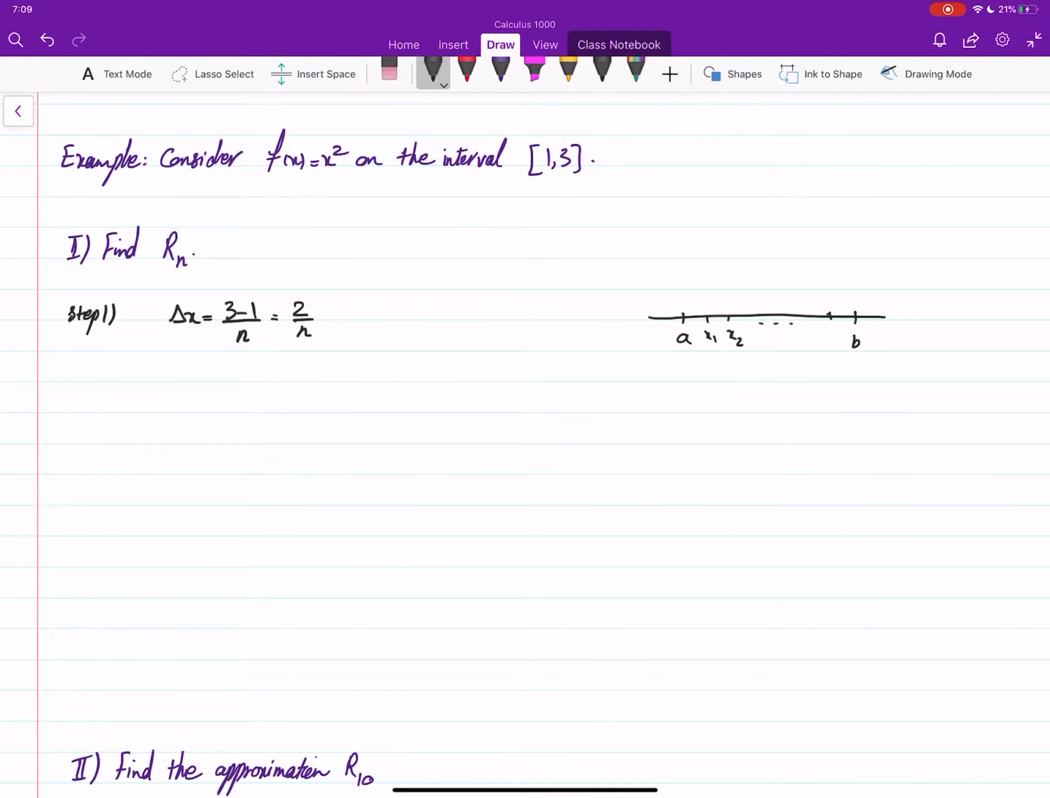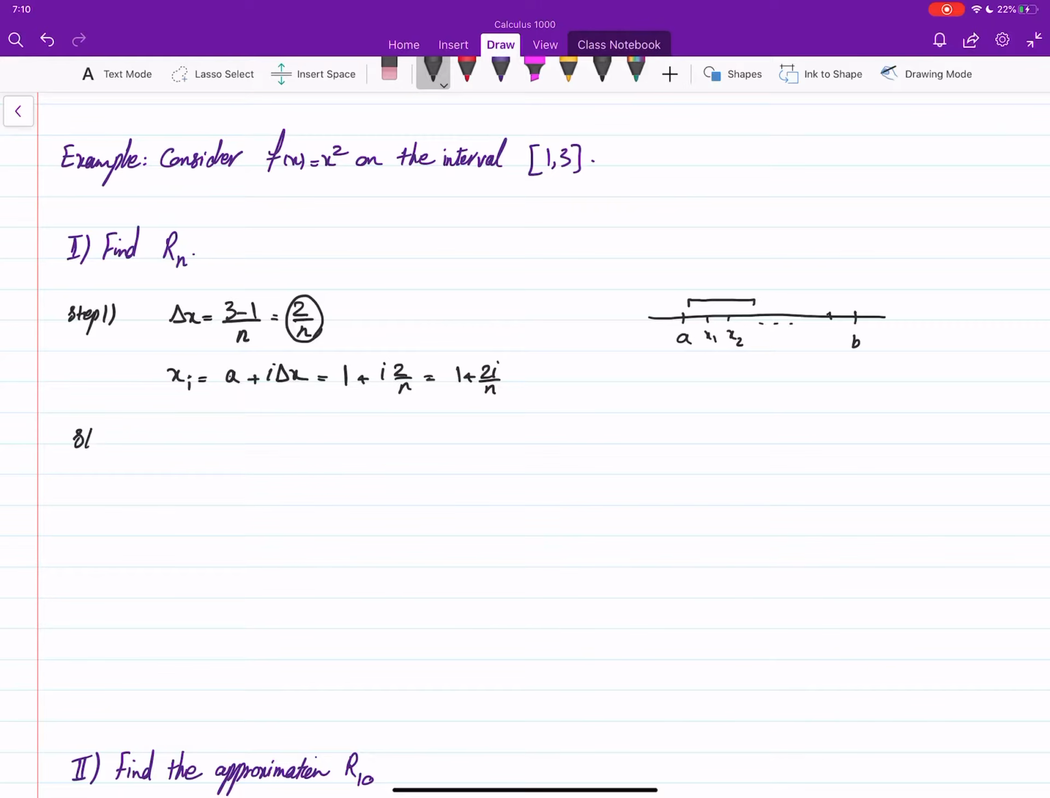And we have a formula for xi. Xi is the right endpoint of the ith subinterval. So the ith subinterval has i intervals before it, so the length up to there would be i delta x, i of these delta x's, and then everything starts from a. In this case, a is 1, plus i delta x, and we just found that delta x is 2 over n. So in other words, we have 1 plus 2i over n.